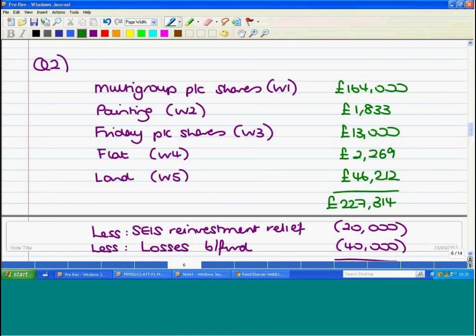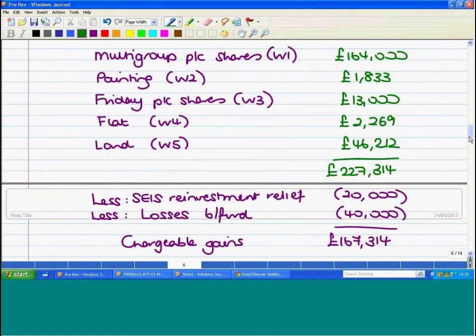And what I've recognised is I can't just come up with a figure. So I've actually put a working next to each of those to show the marker where they can actually find all of my workings. Now, once I've done those workings, I've then gone back, put those in. So I've shown in green that I've had to go off, do the work and pull them back through. And then I can deduct that SEIS reinvestment relief, which will always sit before losses.